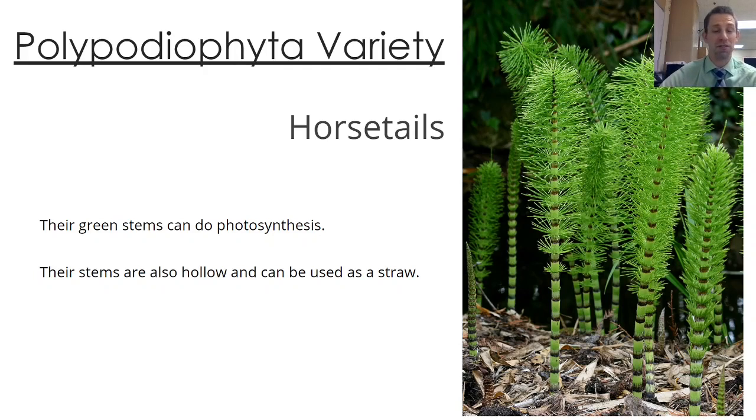The horsetails are fairly rare in their number of species. There are not very many species of these left alive. These are really an older version of the Polypodiophyta. And in fact, there were species of these around 250 million years ago that could grow up to 30 meters tall. That's over 90 feet tall.